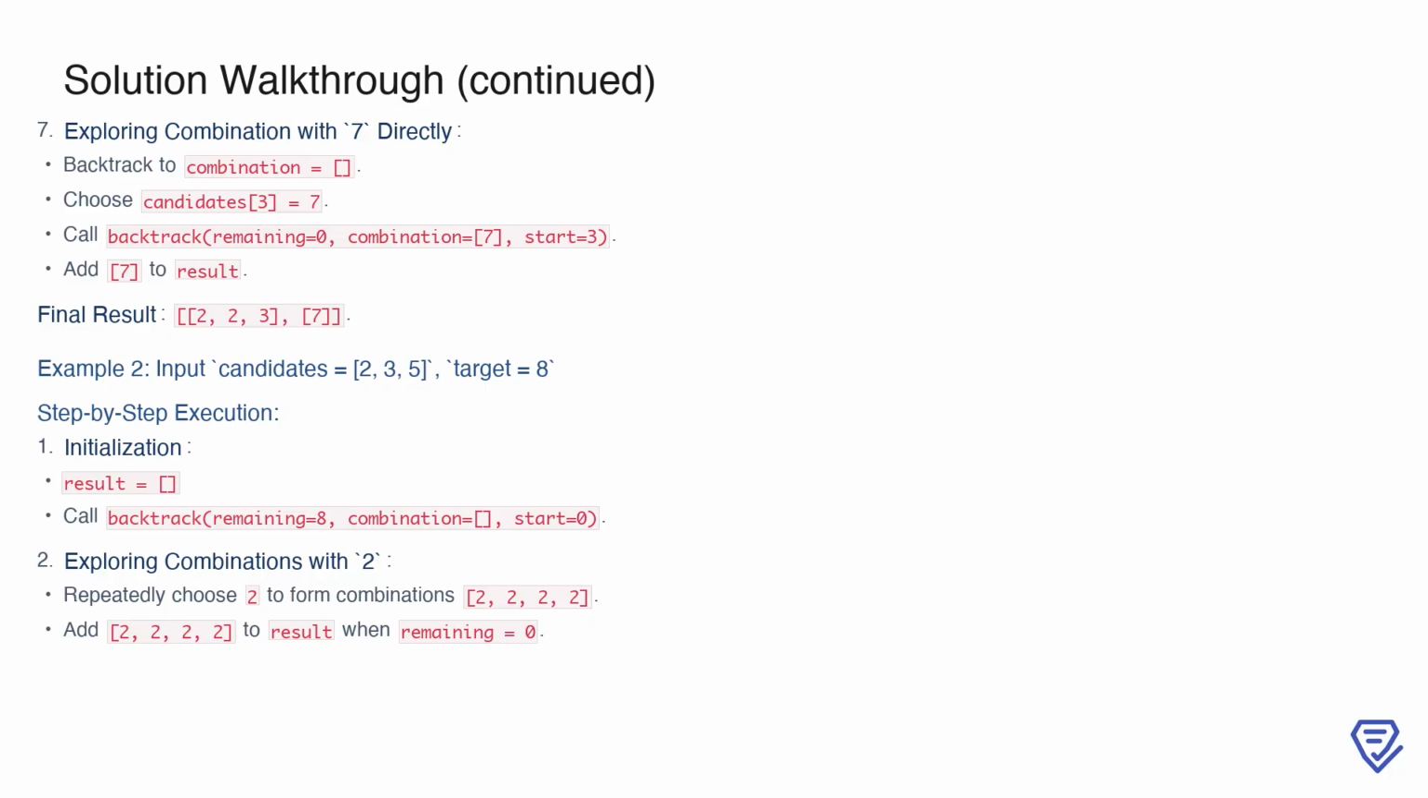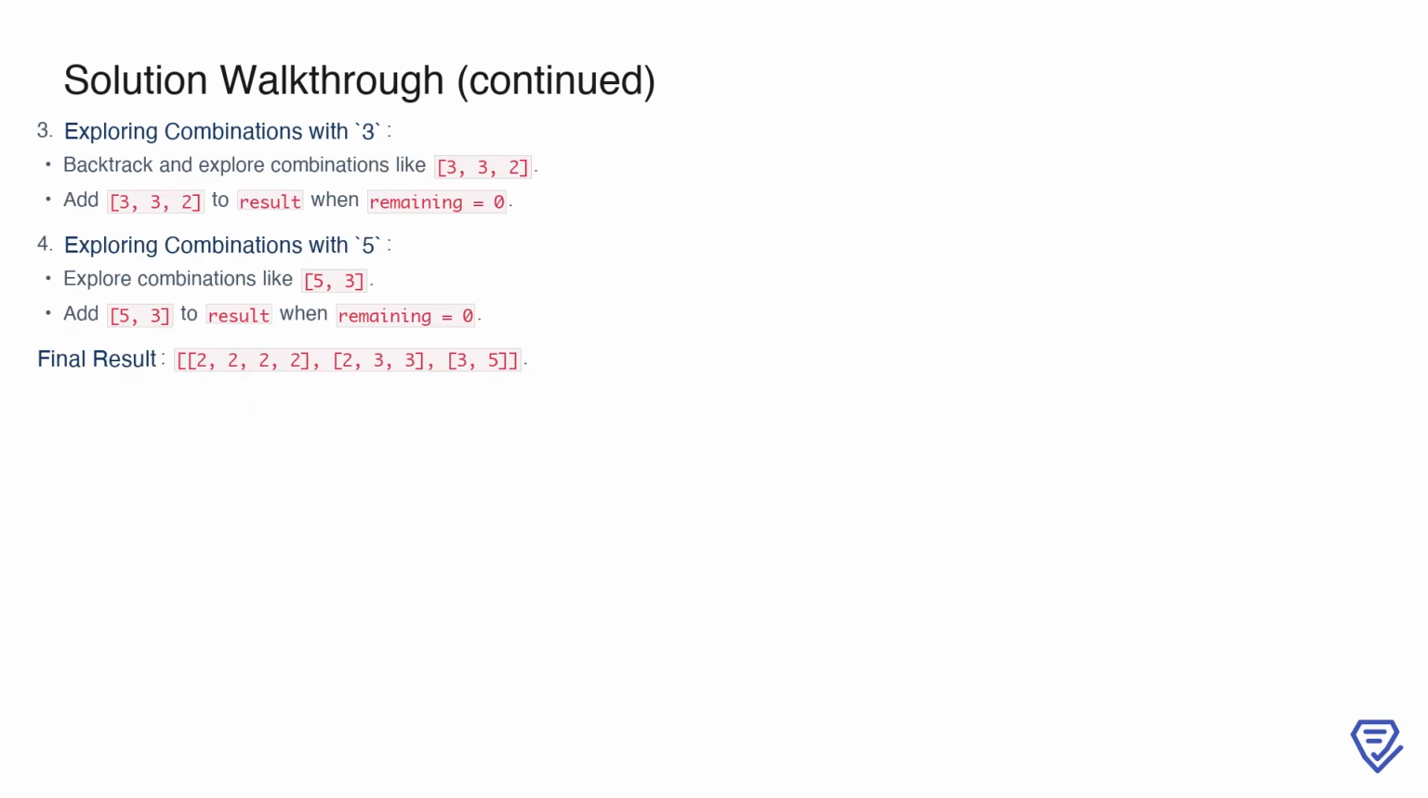Again, we initialize an empty result list and begin exploring combinations with backtracking. Starting with the candidate 2, we repeatedly add it to the combination until we reach [2, 2, 2, 2], which meets the target exactly. This combination is added to the result list. After exploring combinations with 2, we backtrack and begin considering the candidate 3. By combining two 3s with one 2, we form the combination [3, 3, 2], which also meets the target. This is added to our result list.